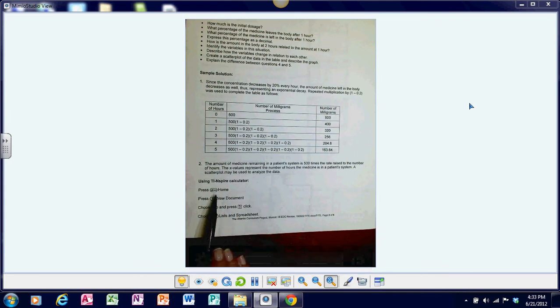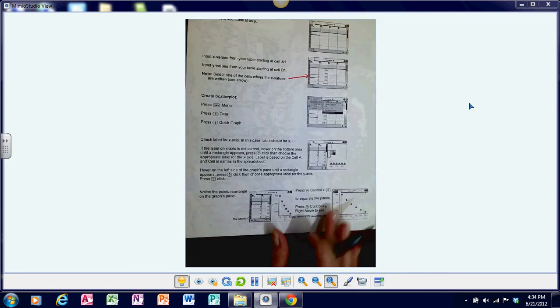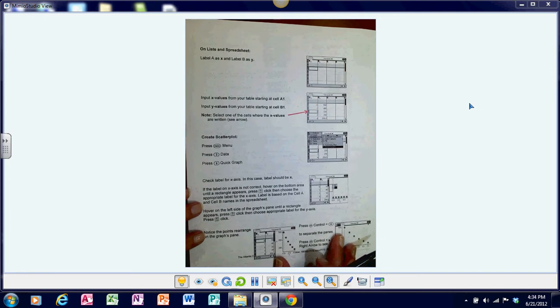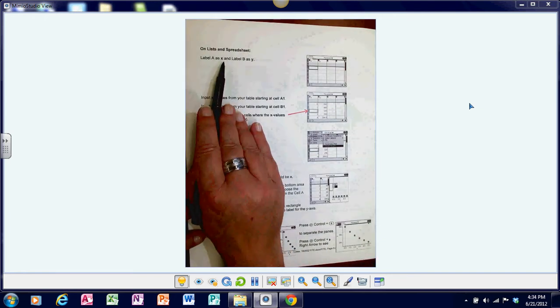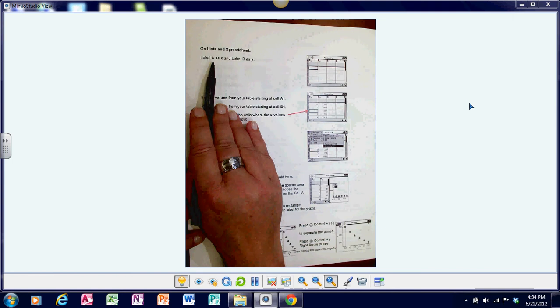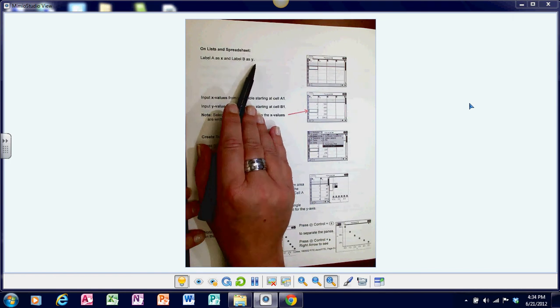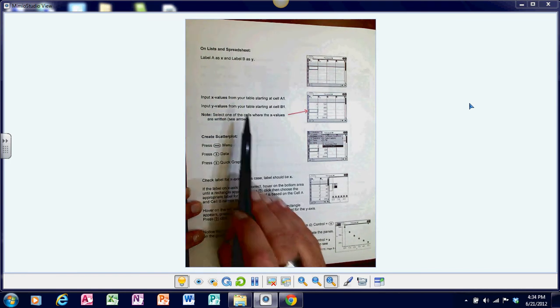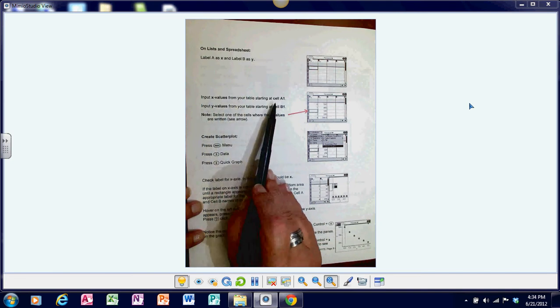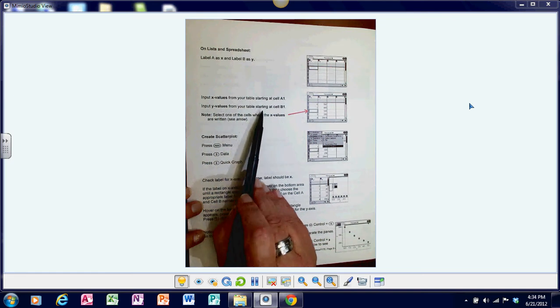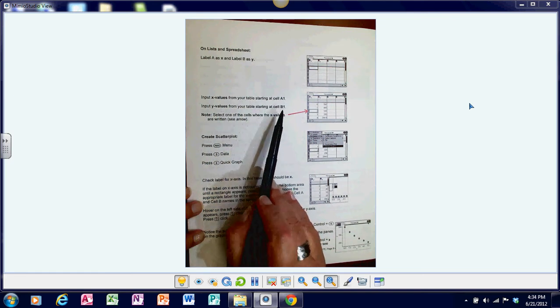Press Home, press 1 for New Document, choose No, and press the click. Choose Lists and Spreadsheets. On Lists and Spreadsheets, label column A as X and column B as Y. Input X values from your table starting at cell A1. Input Y values from your table starting at cell B1.